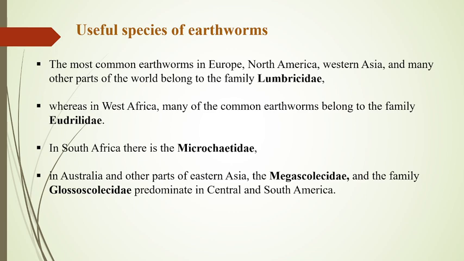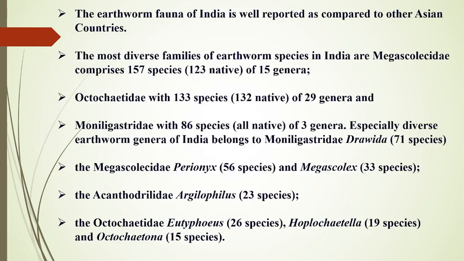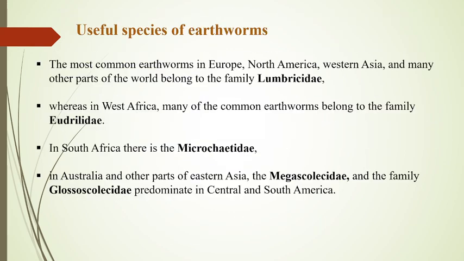If we talk about useful species of earthworms, the most common earthworms in Europe, North America, Western Asia, and many other parts of the world belong to family Lumbricidae, whereas in West Africa, many of the common earthworms belong to family Eudrilidae, and in South Africa, family Microchaetidae earthworms are found. In Australia and other parts of Eastern Asia, Megascolecidae predominate, and family Glossoscolecidae predominates in Central and South America.